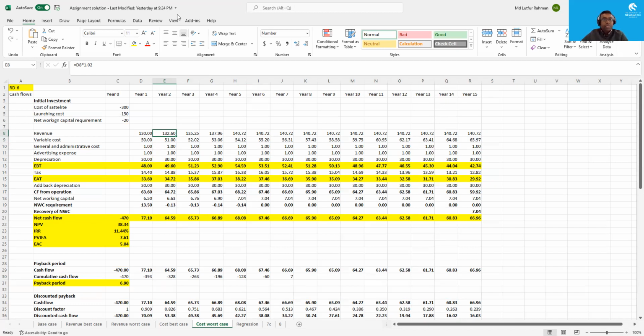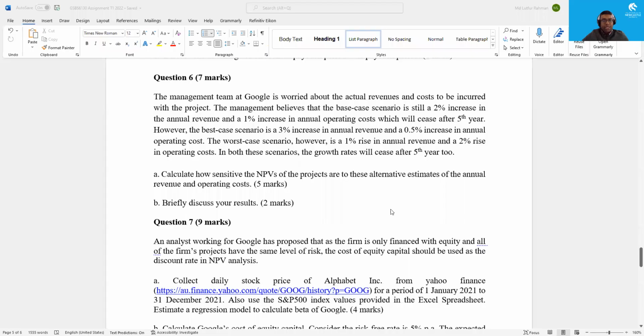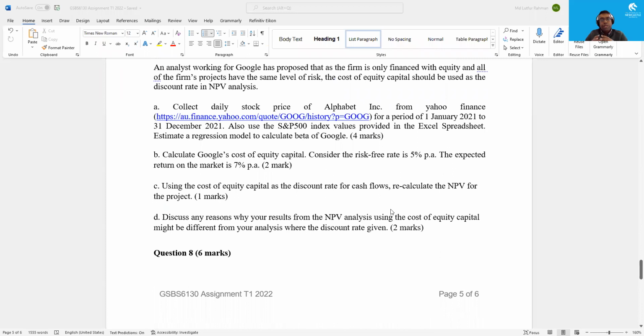Okay. So that was the sensitivity analysis. Then question number 7, I would say that most of you did pretty well, where you were required to collect the stock prices of Google and S&P 500 index prices, estimate a regression, calculate beta, then calculate cost of equity, recalculate NPV using this cost of equity, and discuss the result. So most of you did it right. Okay, so no drama with this. Just a very few of you made some mistakes. So let me explain that one.